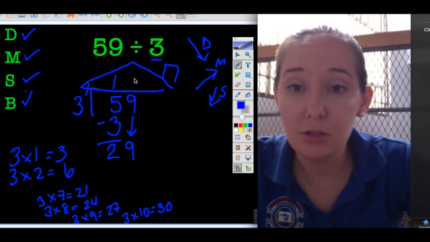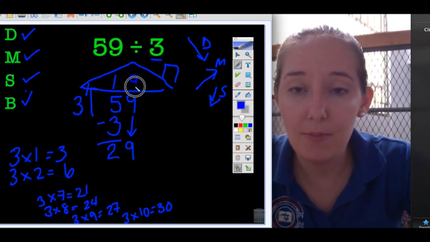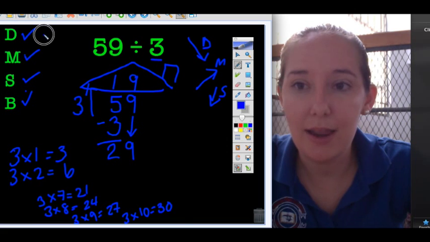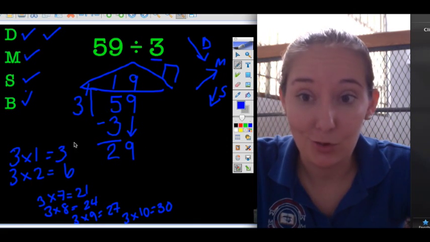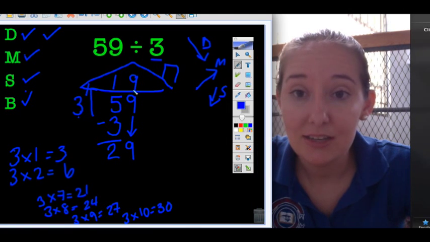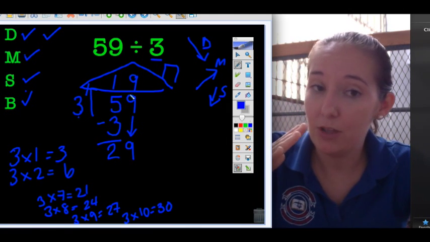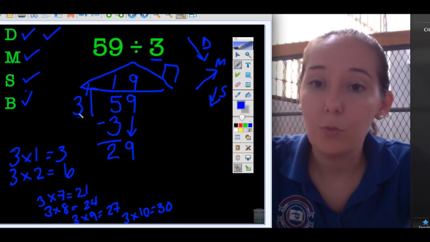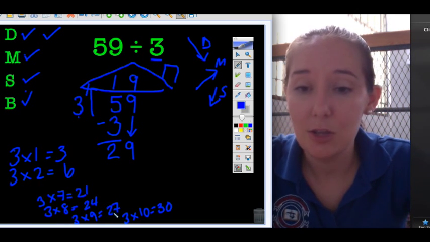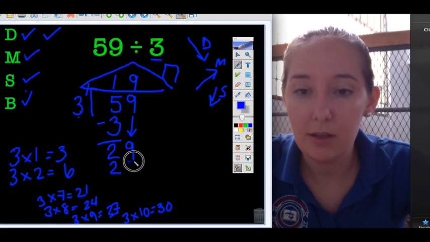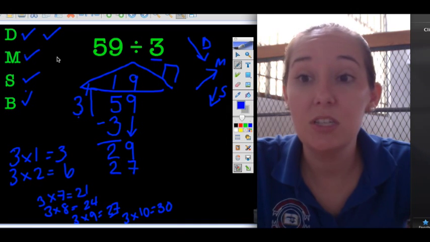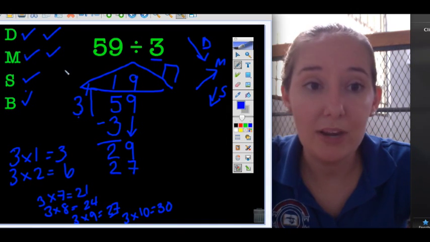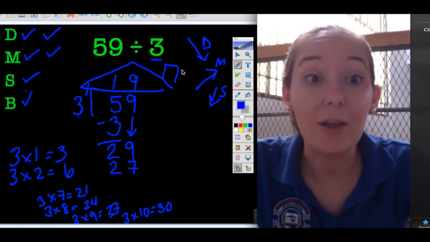So I'm going to write my answer to my division problem right up there in the attic. So we divided. Then we already know the multiplication answer. We know 3 times 9, because we multiply going up. 3 times 9 is 27. So we're going to write the 27 right down here in the basement. So we did our multiplication. What would be next? You're right, we need to subtract.